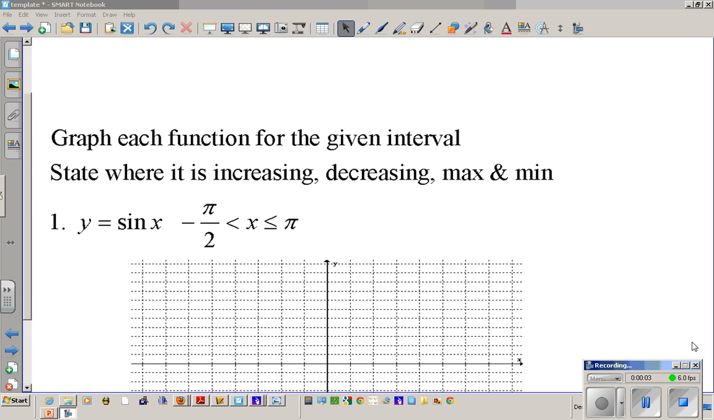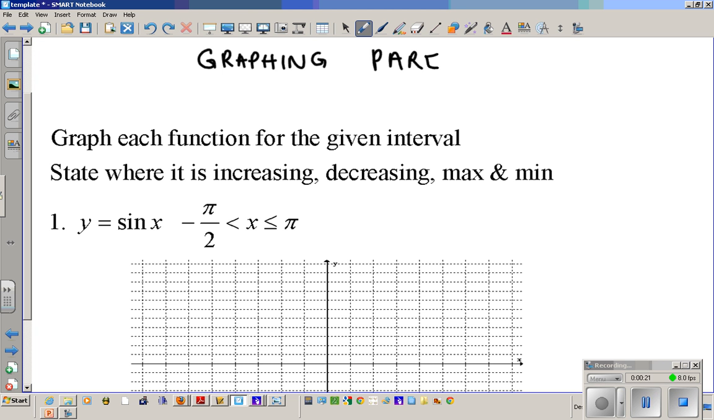Good day, students. In this clip, we're gonna review how to graph parent sine and cosine functions and analyze the resulting graph. So let's write down the title of this clip: graphing parent sine and cosine functions.